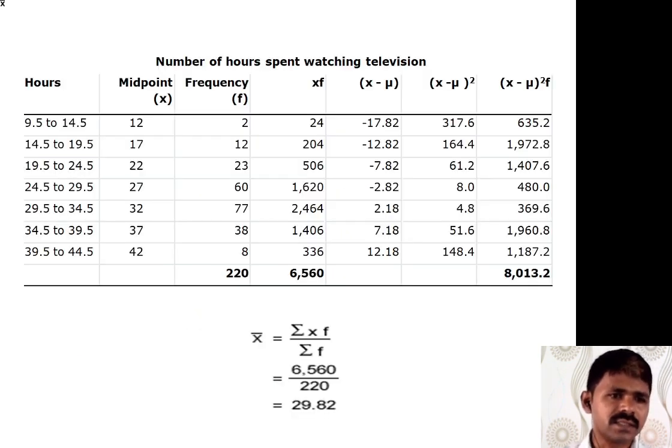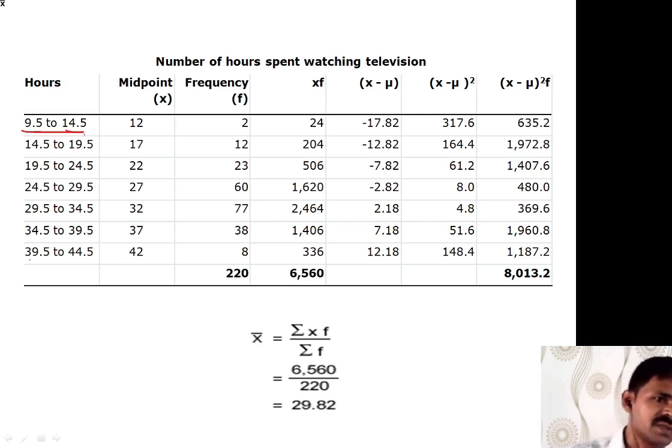Then if you subtract 0.5 from 10, we get 9.5, and add 0.5 to the upper limit 14, it comes as 14.5. Similarly we did it for all the classes. Then we add the lower limit and upper limit and divide by 2. So if you add these, we get 9.5 plus 14.5 means 24, by 2.